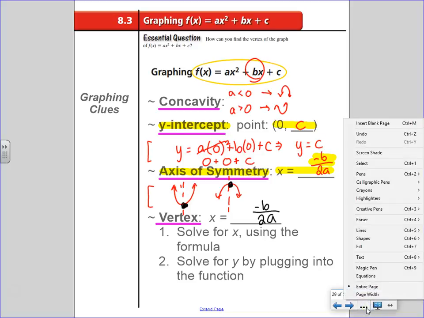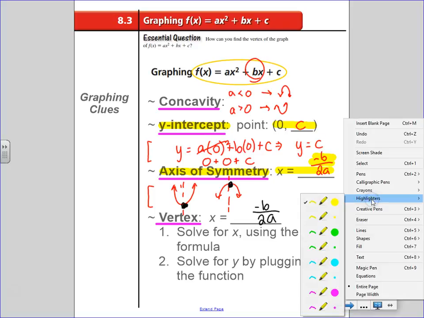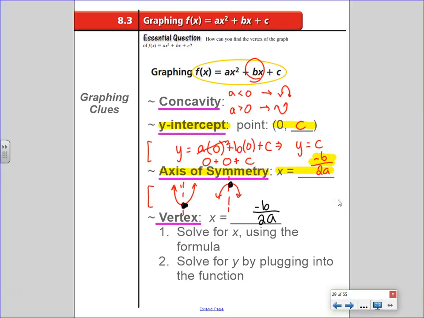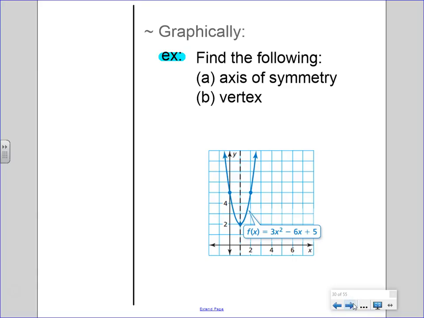Okay, let's go ahead and highlight that one too. If you guys have highlighters, now's a great time. Let's highlight this last one. So we still have some examples to go. One of them is going to use a graph, one of them is going to use an equation, but for the vertex, I need you guys to realize there's going to be an x and a y. An x and a y. So let's go see what's going on.